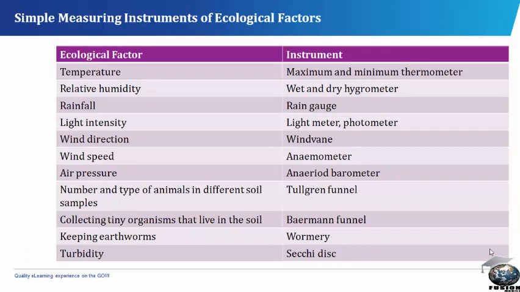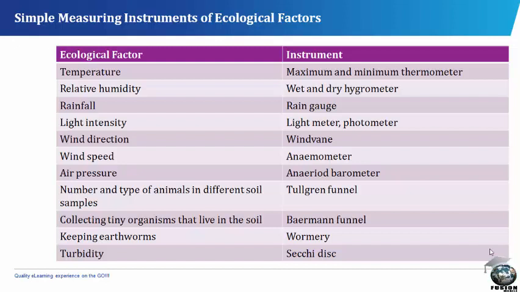Simple measuring instruments of ecological factors. The table provides instruments for measuring the following ecological factors. For temperature, maximum and minimum thermometer. For relative humidity, wet and dry hygrometer. For rainfall, rain gauge. For light intensity, light meter and photometer. For wind direction, we have the wind vane. For wind speed, we have the anemometer.